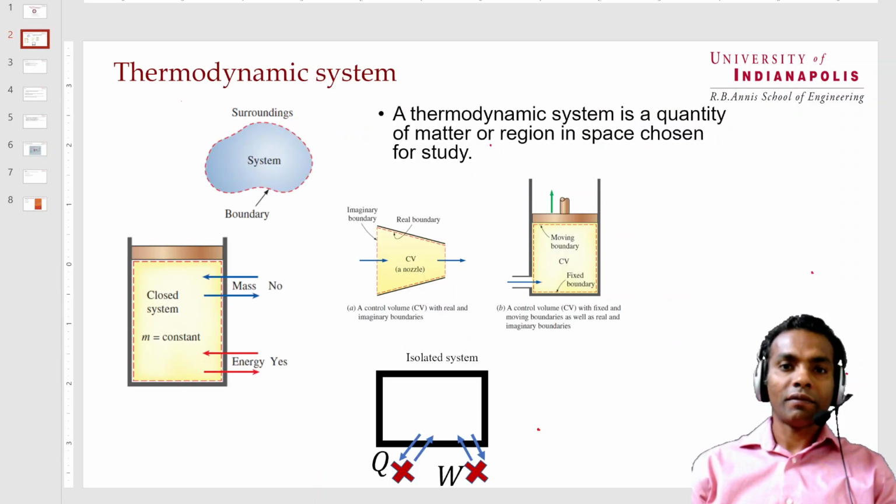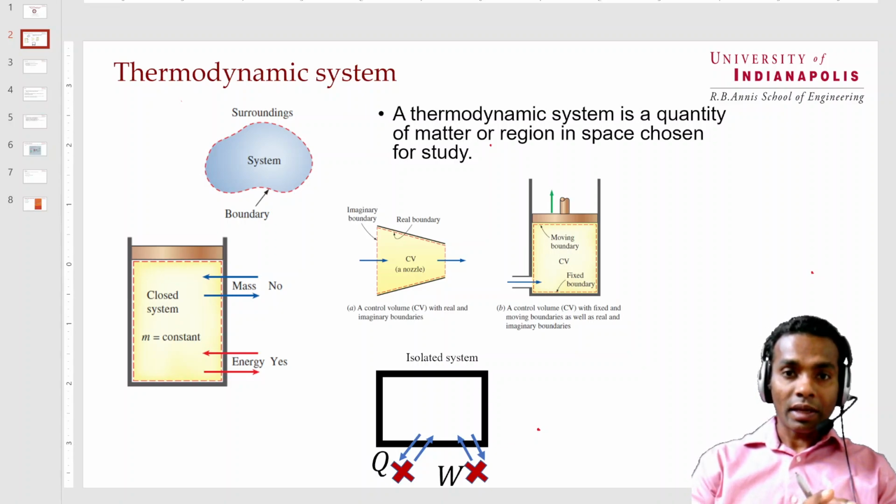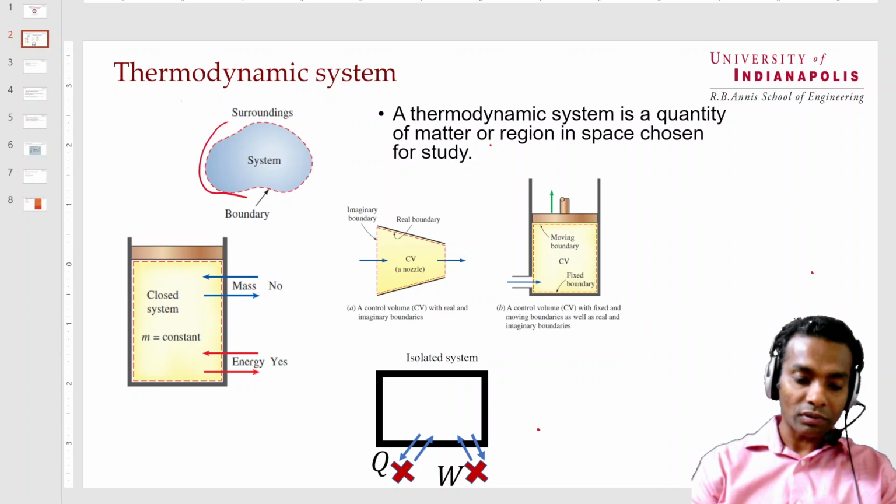First, for any physical system, any problem in thermodynamics, it is important to define your system. In thermodynamics, a system is defined as any quantity of matter or region in space chosen for study. So it is a quantity of matter or region chosen for your study.